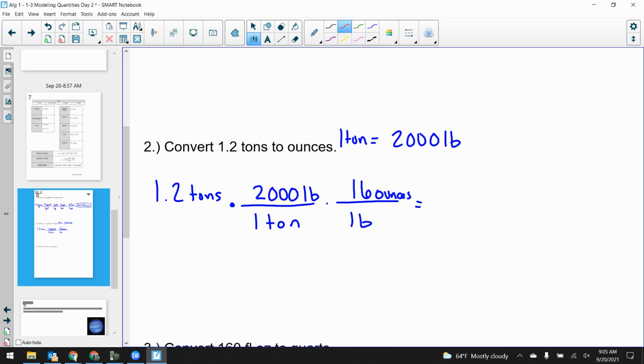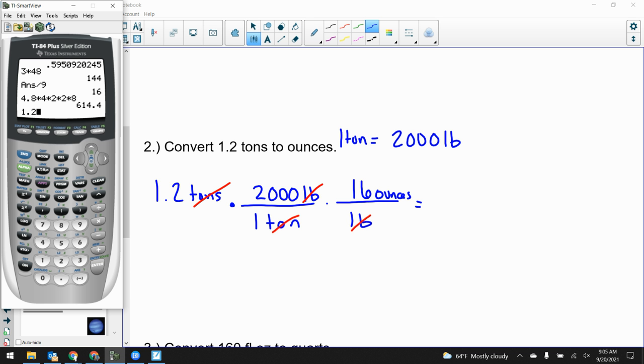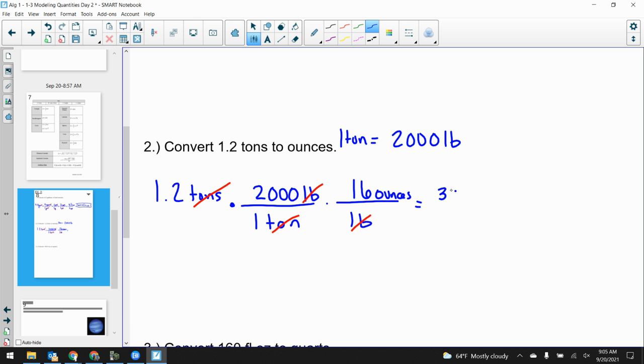Did the labels all successfully cancel out? Tons, tons, pounds, pounds. So I've got ounces left over. Perfect. So I'm going to go 1.2 times 2,000, just all the way across the top, times 16, which is going to be 38,400 ounces. Now, does that logically make sense? I've got 1.2 tons. That's pretty heavy, and I'm measuring that in ounces. That's got to be a huge amount of ounces.